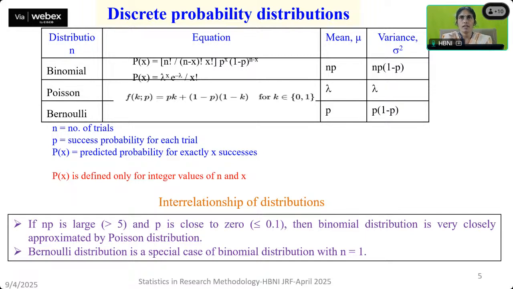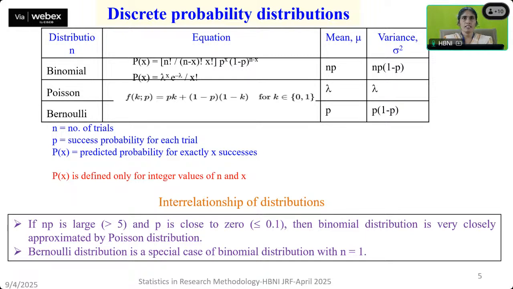The mean and variance formulas are given in the rightmost two columns of the table on top. The input parameters in the functions are: n, which represents the total number of trials when you are doing repeated measurements, and p, which represents the success probability for each of such trials. P(x) is the probability of exactly x such successes. Okay.